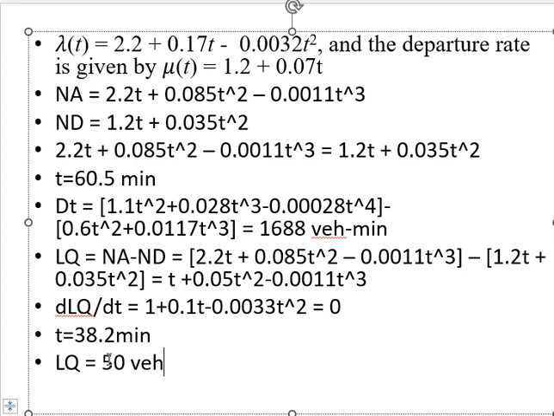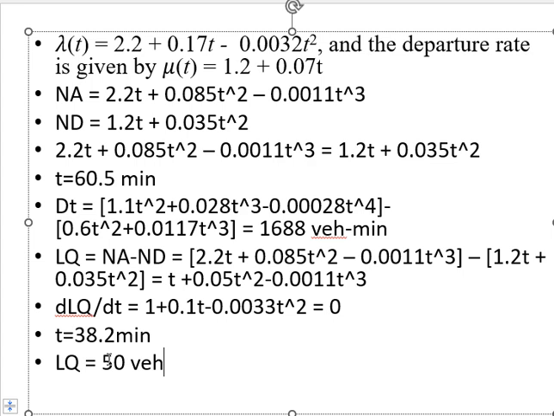The difference after putting the value of t will give you total delay. Then you want to find out the length of the queue. The equation for length of the queue is arrival minus departure. You have the equation for arrival, you have the equation for departure. You subtract them, you get length of the queue. This is the equation for length of the queue.